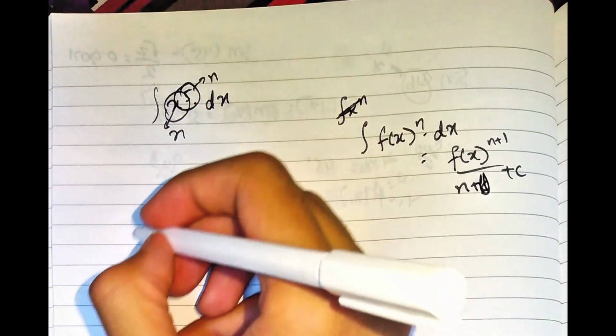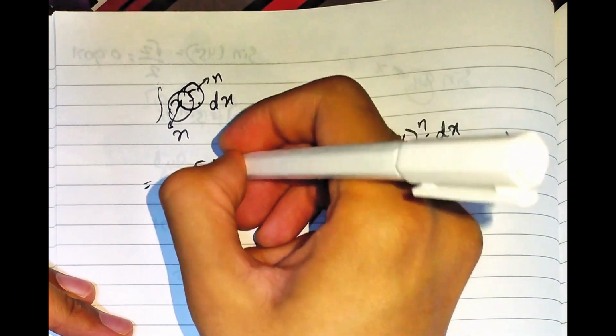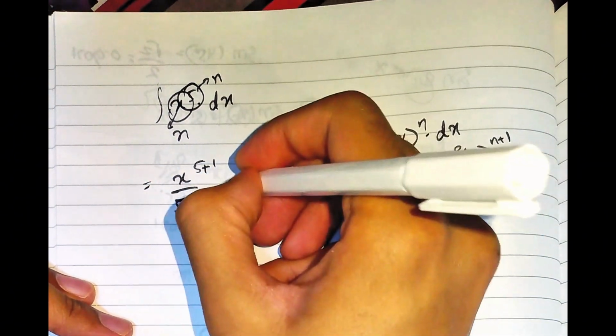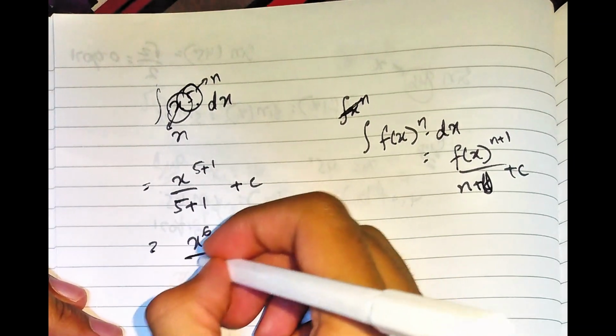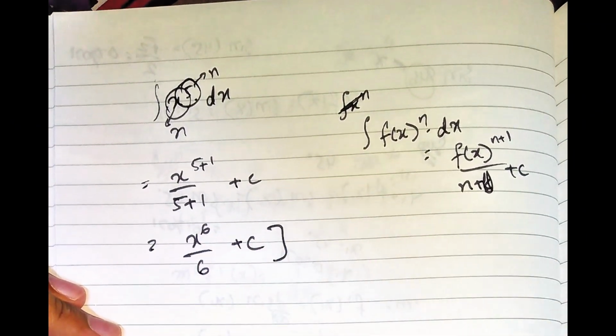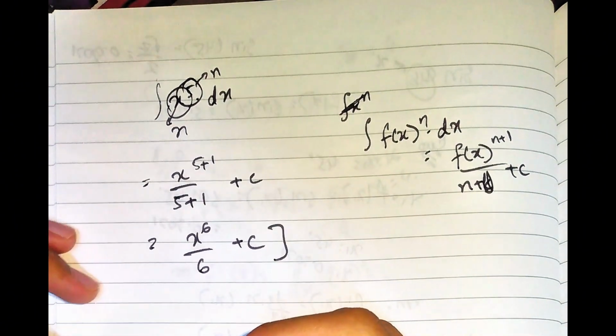Over here we can use the same thing. First of all, the function as it is, then the power plus 1, then the same factor added in the denominator, plus the constant of integration. So we will have x power 5 plus 1, which is 6, divided by 6 plus the constant of integration. This is the final integration of x power 5. And you can check if this is right.